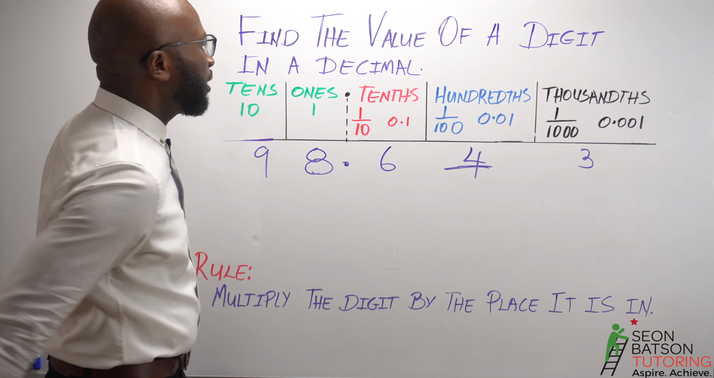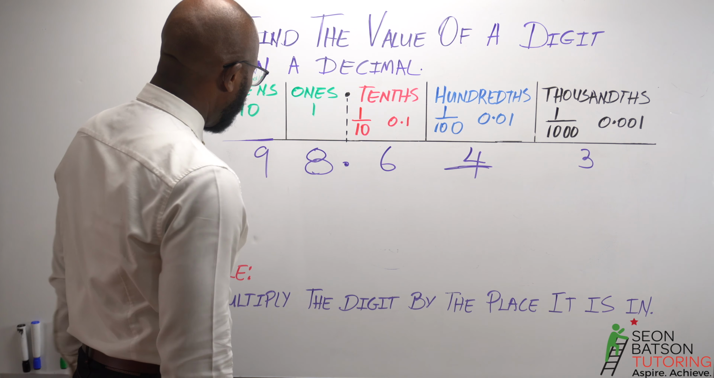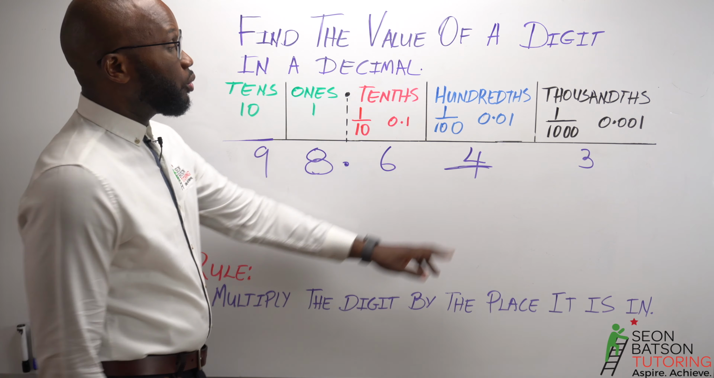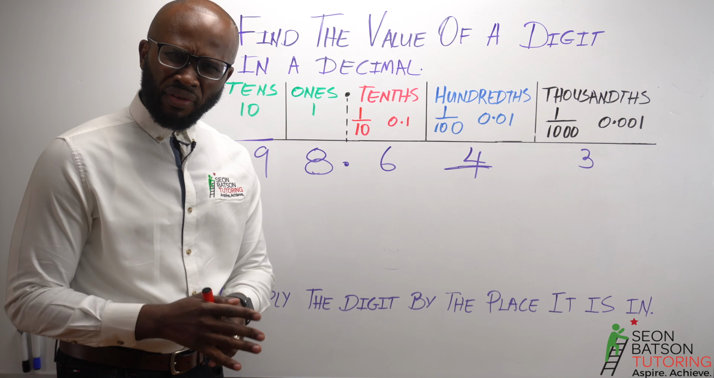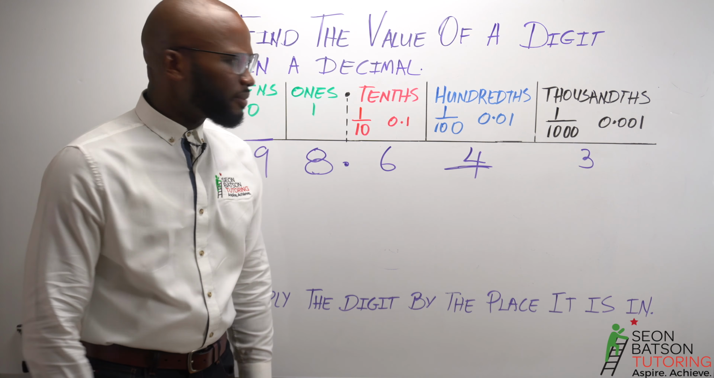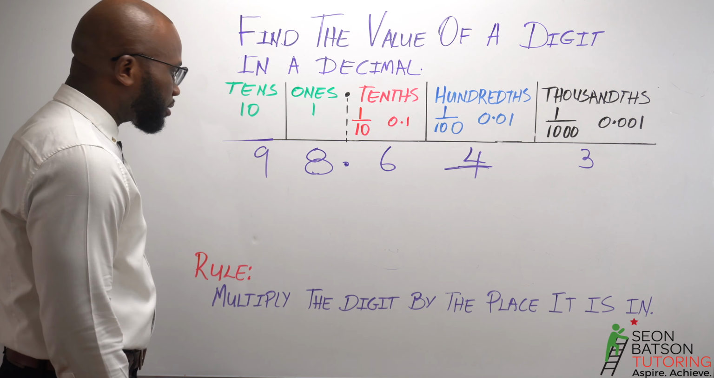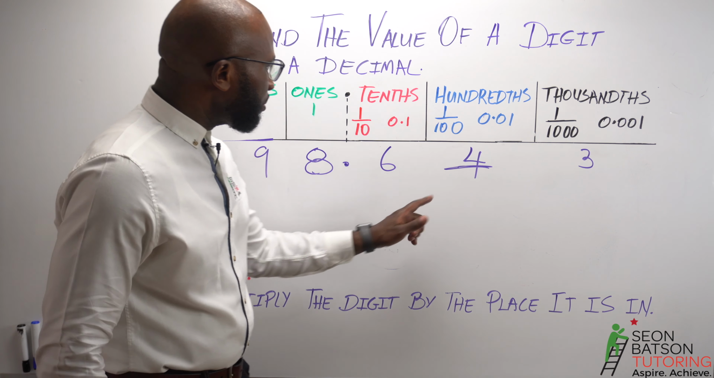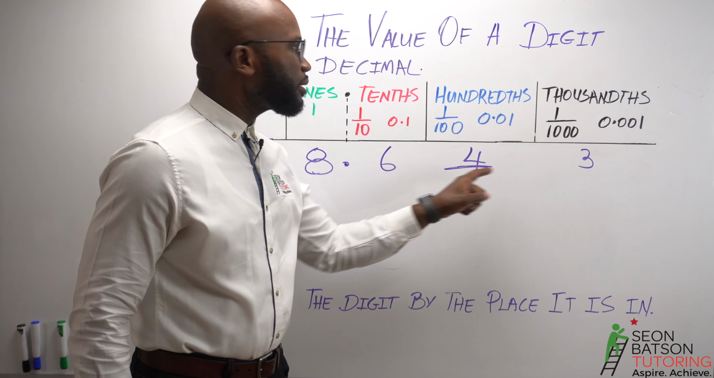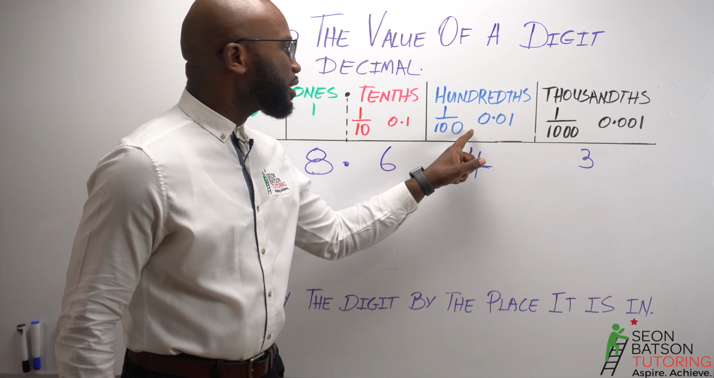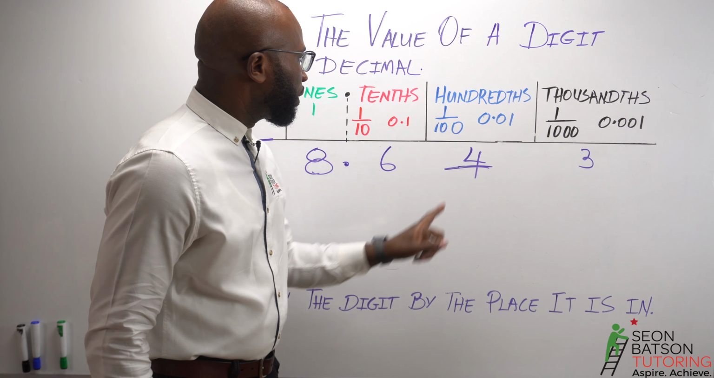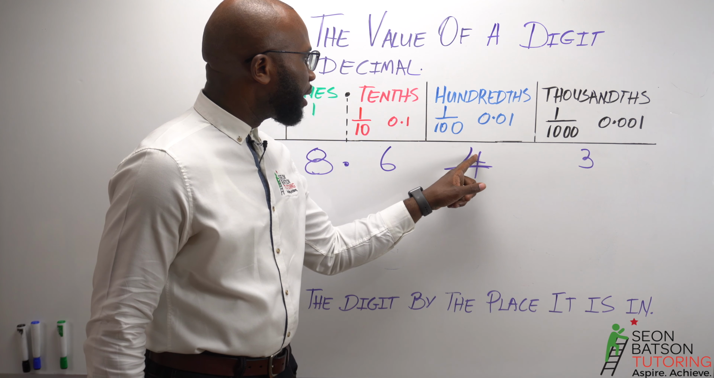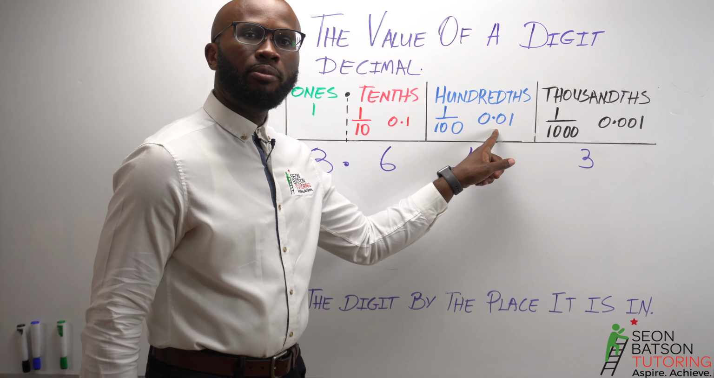So let's go. We want to find the value of the 4. We have 98 and 643 thousandths. What is the value of the 4? How much is that 4 worth? The rule says, to find the value of this 4, we simply multiply this 4 by the place it is in. Since the 4 is in the hundredths place, we can multiply this 4 by the fraction 1 over 100, or we can multiply the 4 by the decimal 0.01.